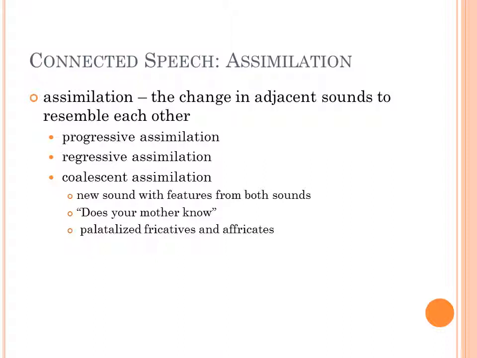Finally, coalescent assimilation. This involves a new sound which has features from both sounds. So in this case, there are two conditioning sounds that create a third sound. And Teaching Pronunciation gives the example, does your mother know? In the case of does your mother know, the Z sound at the end of does, and the Y sound at the front of your combines together to make a third sound, J sound.